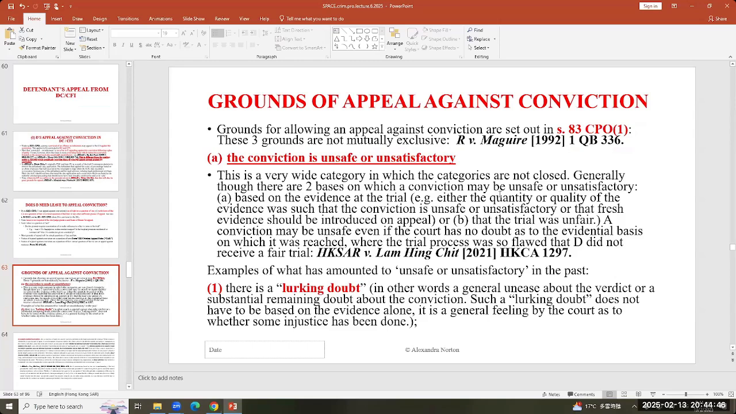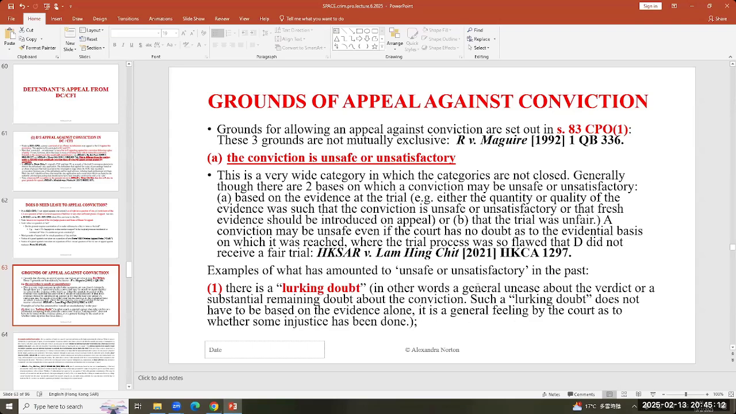Now, what you will find about these grounds of appeal under Section 83 is they overlap quite substantially. So you may read some cases in which they've decided that failing to do something rendered the conviction unsafe or unsatisfactory. You may read a different case in which the same failure to do something is called a material irregularity. So there is a great deal of overlap.